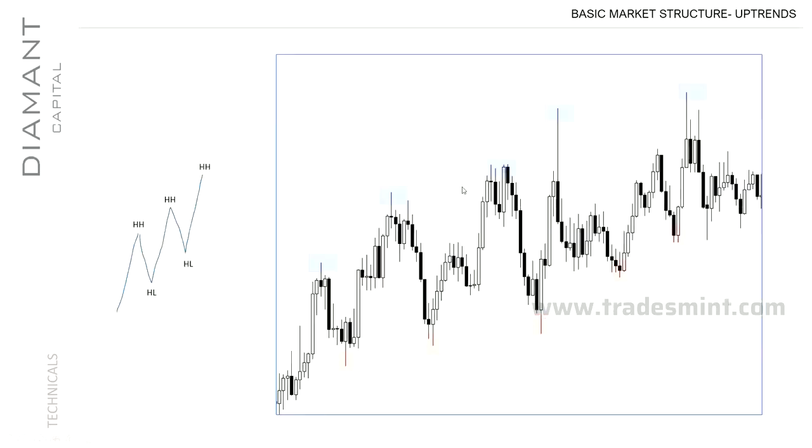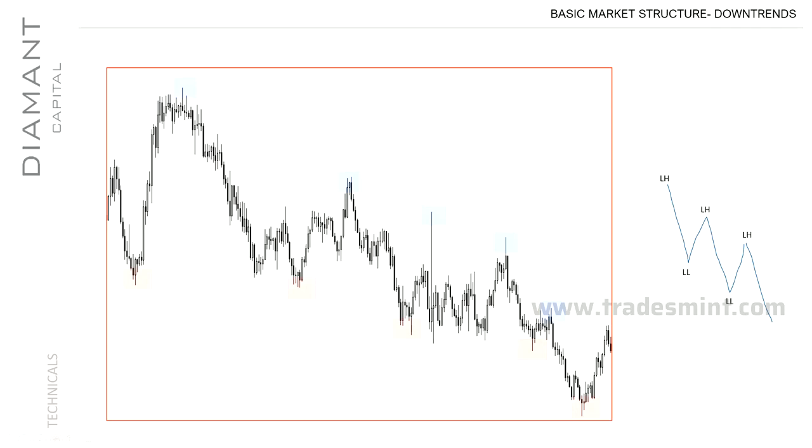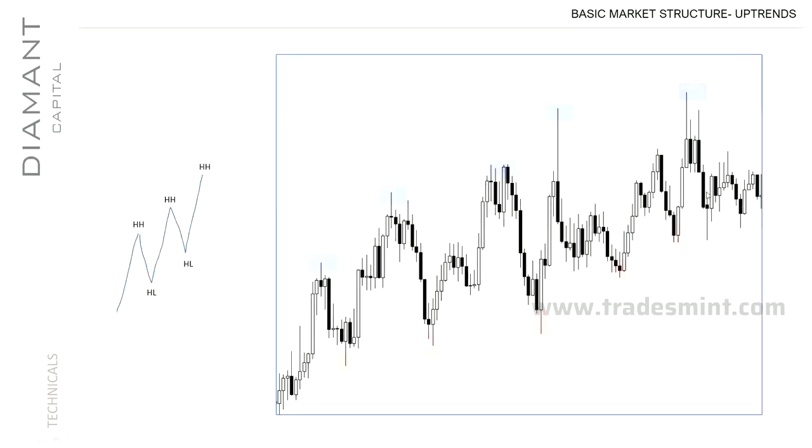Uptrend as well, it's just the opposite of that. So you've got higher highs, higher lows, higher highs, higher lows. I've just taken screenshots from different time frames. As you can see, this is on the lower time frame because of the amount of candles, and this is on the higher time frame. One thing you need to understand about price is it's fractal. What that means is what you see on the higher time frames is also what you're going to be seeing on the lower time frames.